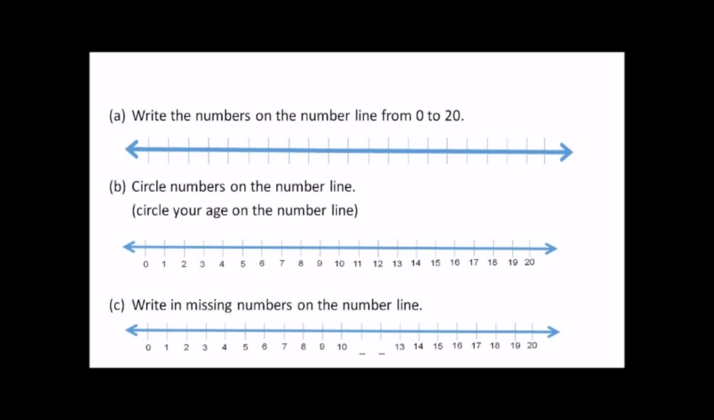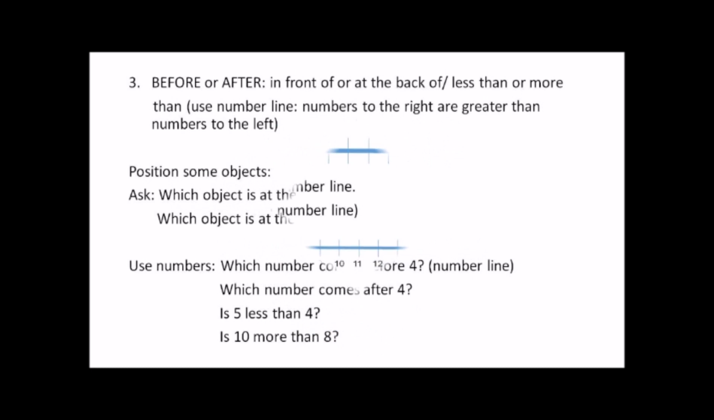And then circle numbers on the number line. They can begin with their age, number of students in the group. Write the missing numbers on the number line. Here you present number lines and leave out some numbers intentionally and see if the child or the student can fill the numbers in. Lesson 3.